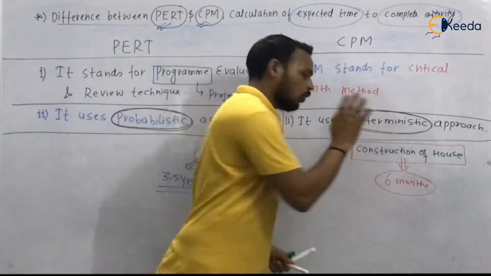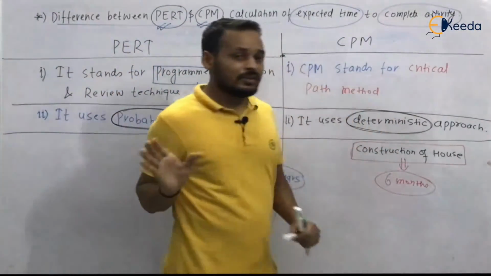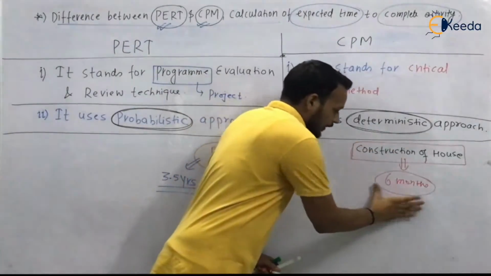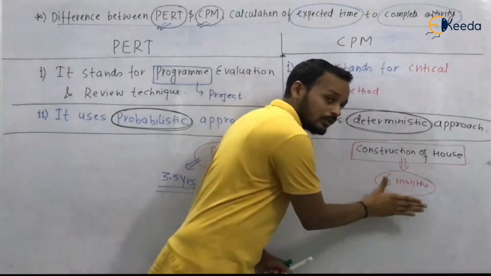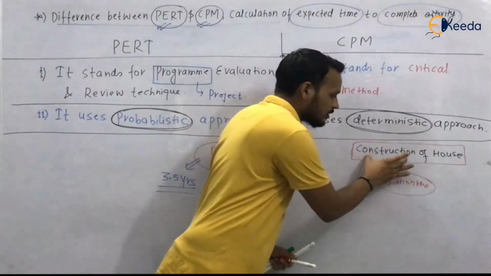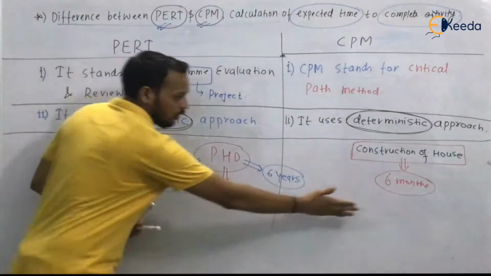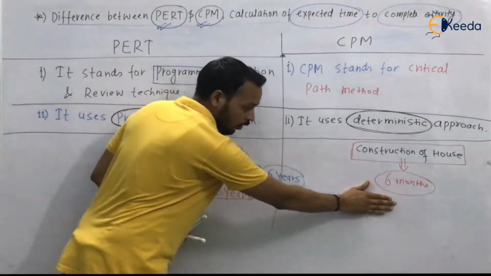So it is known earlier, it is completely sure, that you are going to complete this activity, construction of a house, in 6 months or 1 year. This is not based on probability.